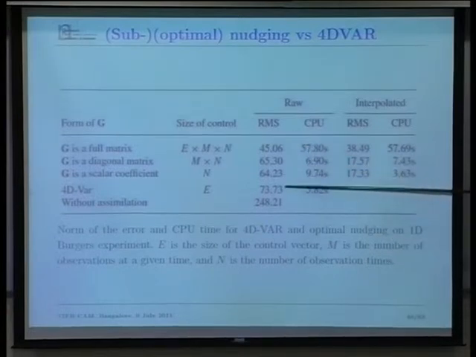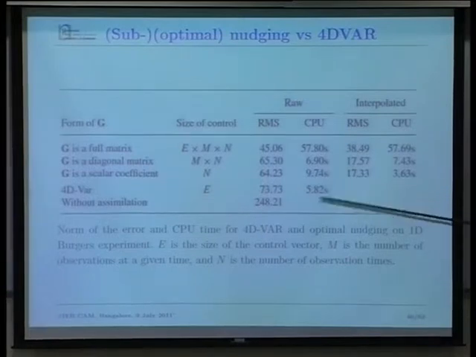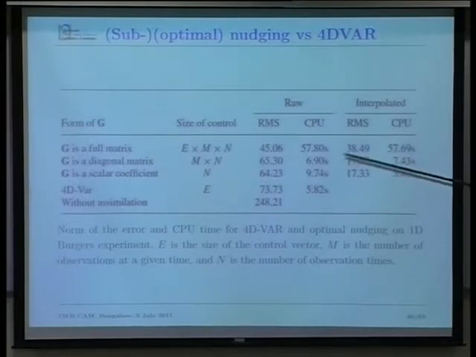But you get a best solution. The root mean square error is smaller with the full matrix than with diagonal or scalar coefficients, and it's also better than the 4D VAR. And of course, it's much better than if you don't do any data assimilation. So here it's the same with the smoothing nudging. The computation time is almost the same, but you can see that the root mean square error is much smaller because you avoid all the shocks in the model.